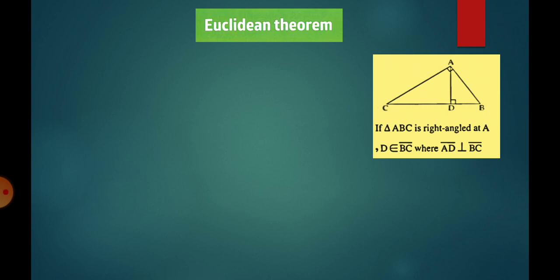So it means AB power 2 equals the projection of AB on BC, which is DB, times the hypotenuse, which is BC. Then AB power 2 equals BD times BC, and AC power 2 equals CD times CB.